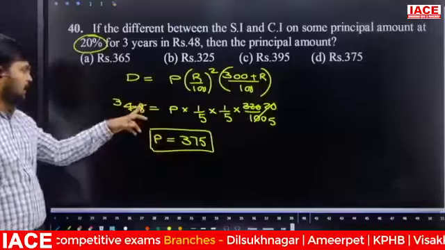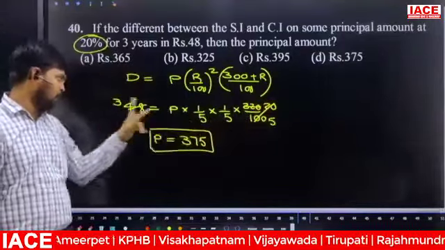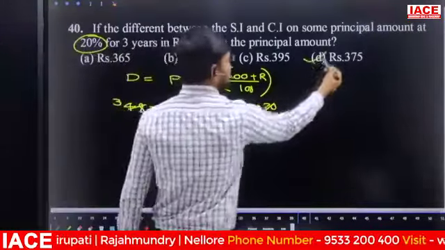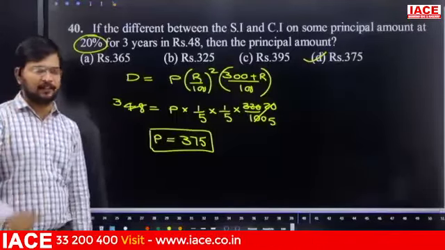I cancelled with the 16 table. 16 3s are, 16 20 times 25s are 5 cube, 125. 125 3s are 375. So 375. Option D is the right answer. The difference between SI and CI for 3 years.